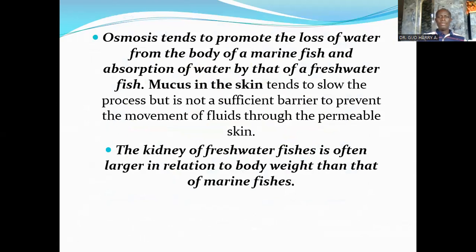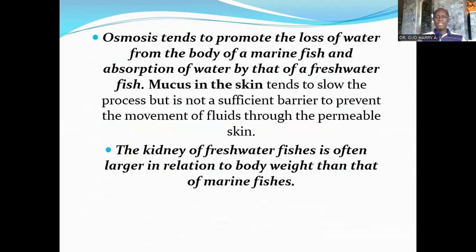Osmosis tends to promote the loss of water from the body of marine fish and absorption of water by that of freshwater fish. Mucus in the skin tends to slow the process, but is not a sufficient barrier to prevent the movement of fluids through the permeable skin.